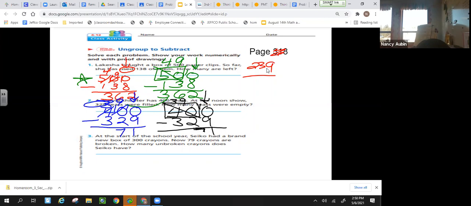But guess what? Now 79 crayons are broken. We can relate. That happens. That's kind of where we're at. How many unbroken crayons does Seiko have? So he started with 300.